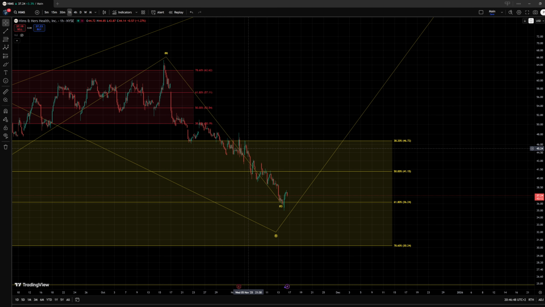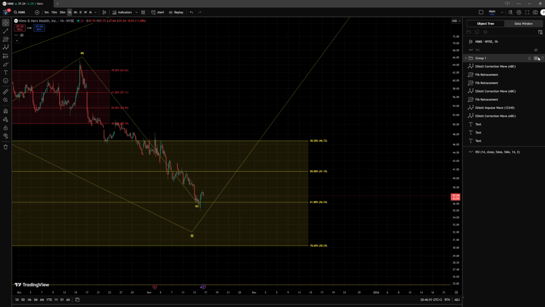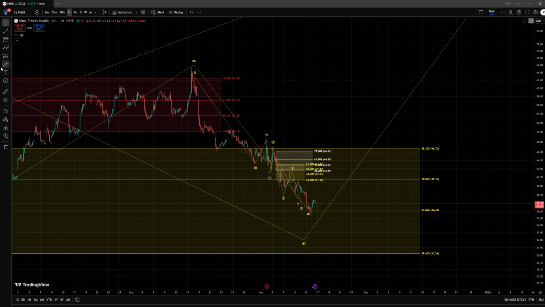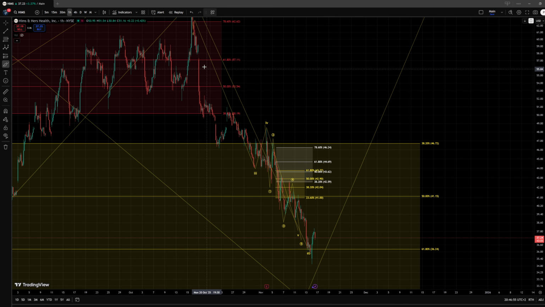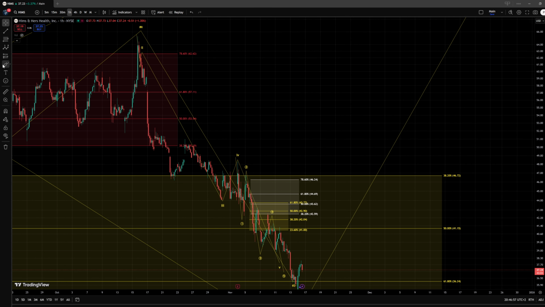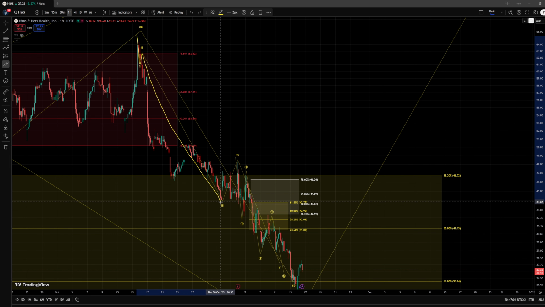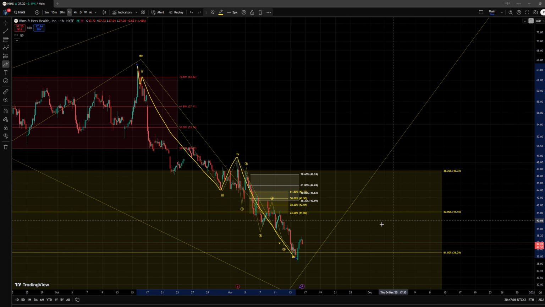Now, within this structure, we have been tracking internally an impulse forming within this area, where internally we have here a very tiny 1, 2, a third wave down all the way down here, then a fourth wave up, and in this fifth wave down we are looking at most likely an ending diagonal.